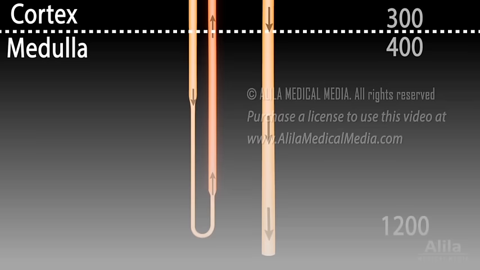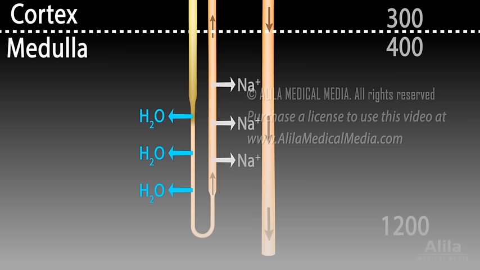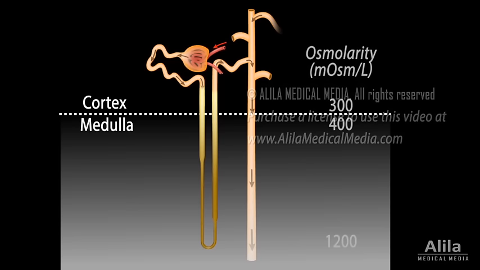The ascending limb of the loop actively pumps sodium out, making the medulla salty. The descending limb is permeable to water, but much less to sodium. As the water exits the tubule by osmosis, the filtrate becomes more and more concentrated as it reaches the bottom. The ascending limb, on the other hand, is permeable to ions, but not water. As a result, the filtrate loses sodium as it goes up and becomes more diluted at the top of the loop. The medulla is in equilibrium with the loop and hence has the same salinity gradient, saltier at the bottom.